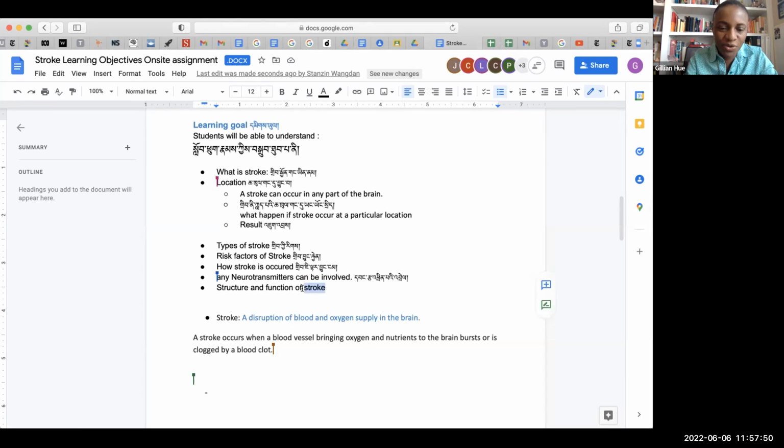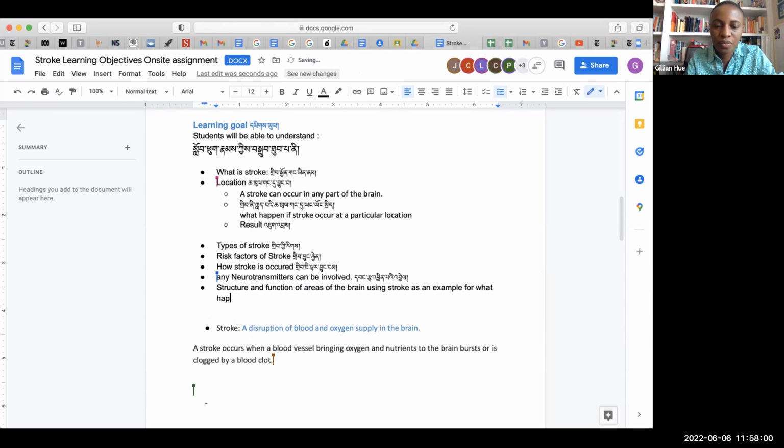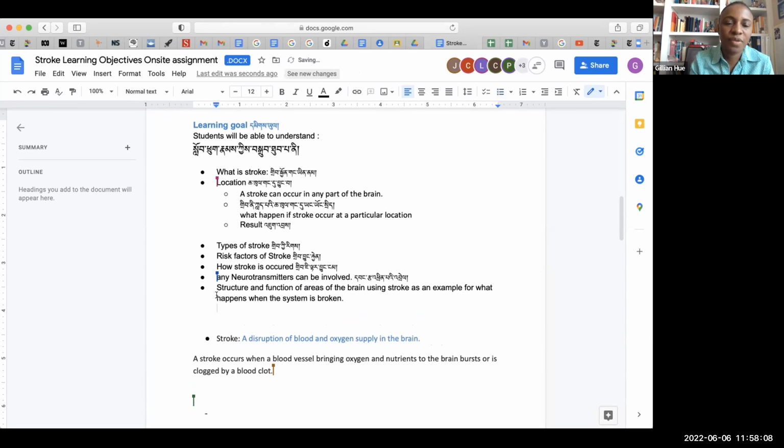So I'm going to fix this too. So I think this is a more thorough goal. You can have your students learn about the structure and functions of the areas of the brain and how those are connected, the structure and the function. And you can use stroke as an example for what happens when things are not working correctly.